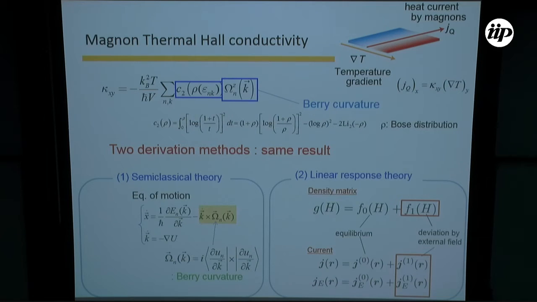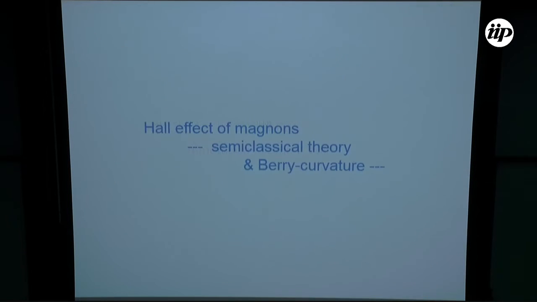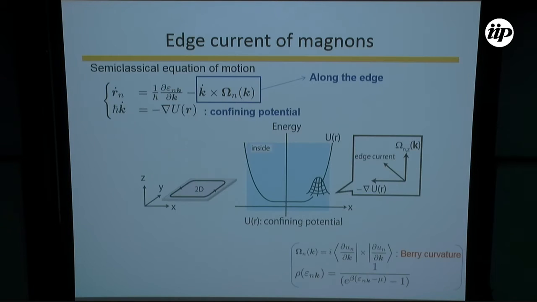Anyway, let me give you a brief sketch of how we obtained this formula. We derived this formula by two methods. One is the semi-classical calculation of motion involving the Berry curvature, as I told you previously. The other is a linear response theory using the Kubo formula. Let me give you a sketch of these two theories, and show that the results give the same formula. Let me begin with the semi-classical theory. The semi-classical theory for magnons is just like that.